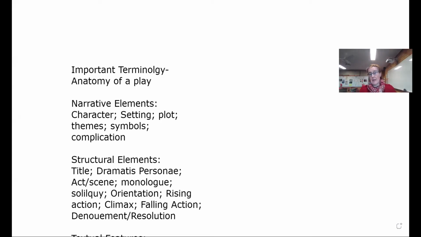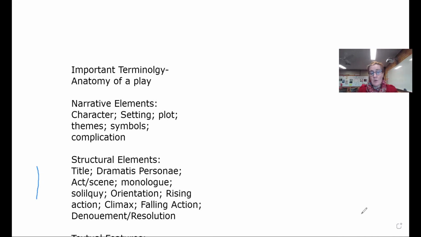But because we're referring also to a text type that is unique in and of itself, there are certain elements that we should expect to see specifically in a play. Okay, so let's have a look at our terminology associated with the anatomy of a play.